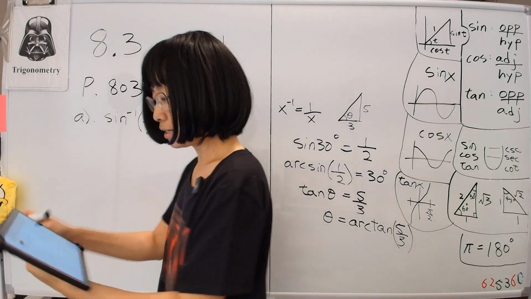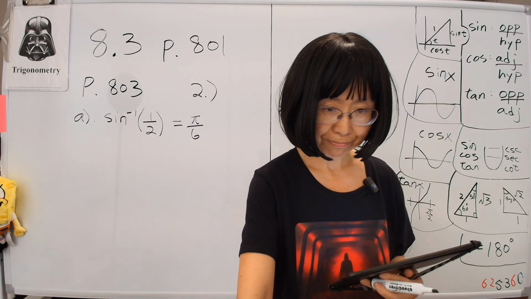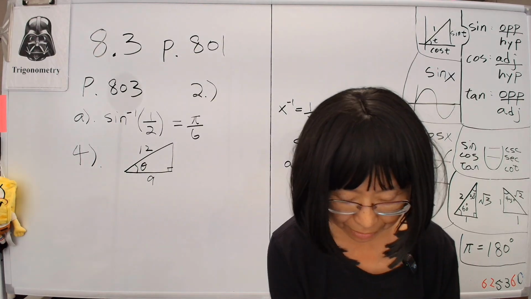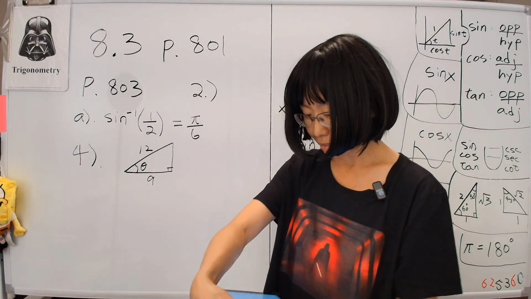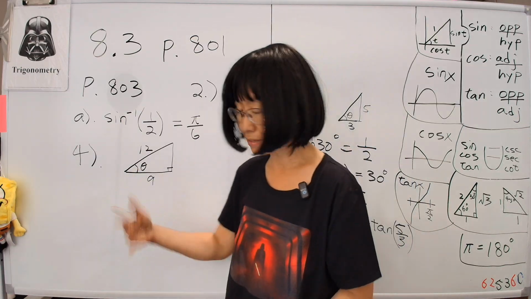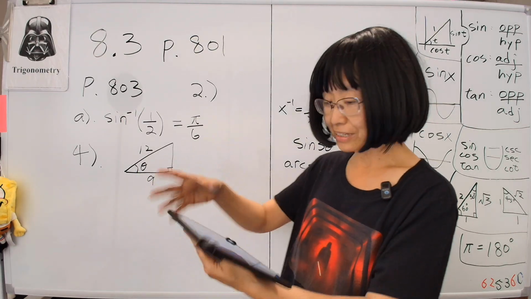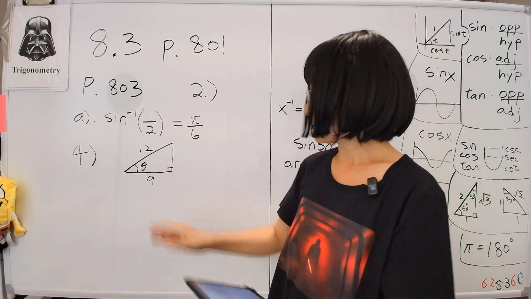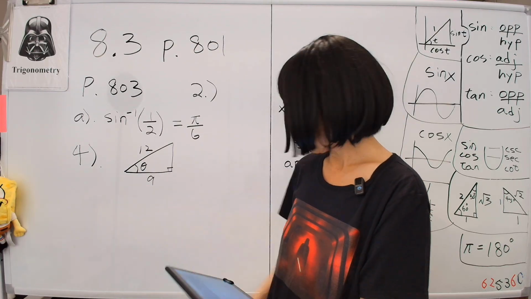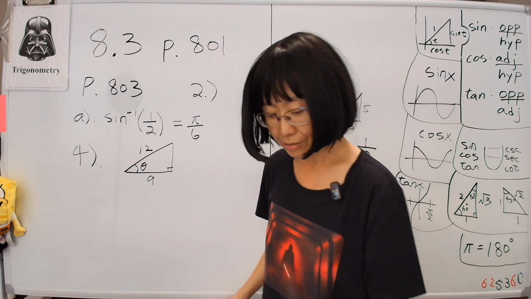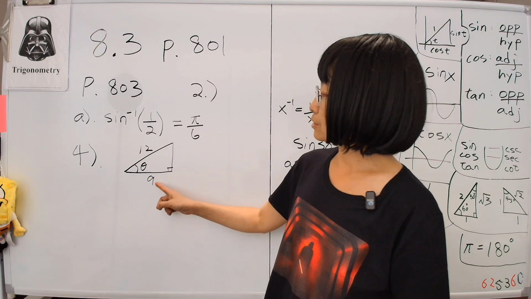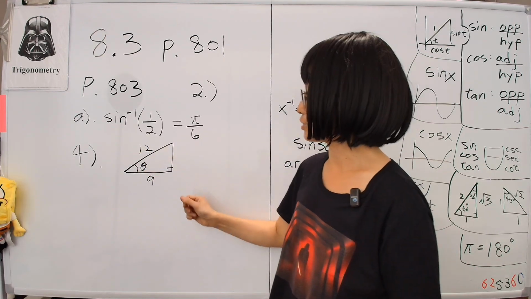Now let me write down example 4. It is on page 805, after example 3. I forgot to write down the page number earlier. Here's example 4 on page 805, and we're supposed to figure out what the angle is. We're given some numbers. How are these numbers related to the angle is the question.